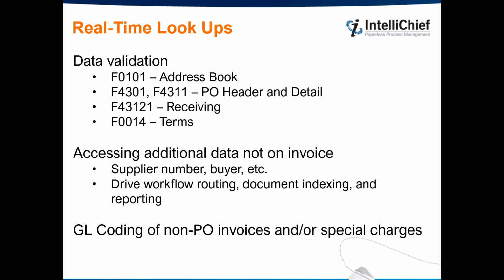And also real-time lookups to do GL coding, right? So for those invoices not based on a purchase order, someone might have to code those invoices. So being able to do a lookup interactively or automatically to JD Edwards to apply the correct GL codes is important. And not just for non-PO invoices, but your PO-based invoices that might have shipping, tax, freight, right? These other special charges. And if those charges are not on your purchase order, they've got to be coded. And so that can happen automatically through a rule, or it could happen interactively, but the lookup plays a critical factor there.